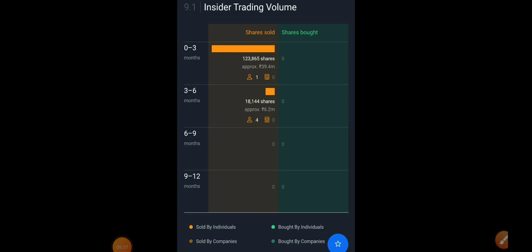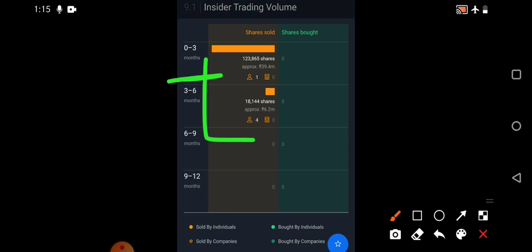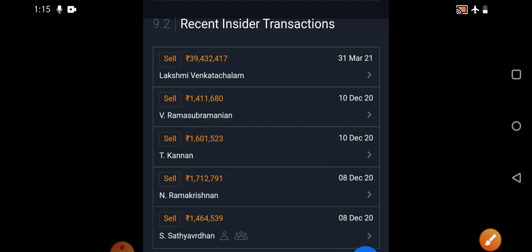So here you'll get the complete details of what is actually happening within the company, whether buying is happening or selling is happening. So clearly you can see in the last 0 to 3 months what the various transactions are, how many shares have been sold or how many shares have been bought. All this data would be present, and who the people doing those transactions are, and the quantity, date, everything would be provided.